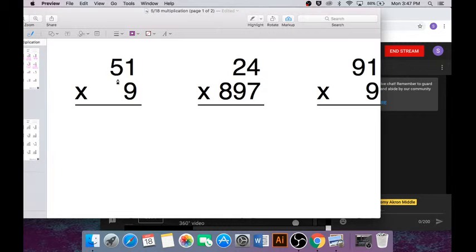Next, we have 51 times 9. 9 times 1 is 9. 9 times 5 is 45. So our answer is 459.